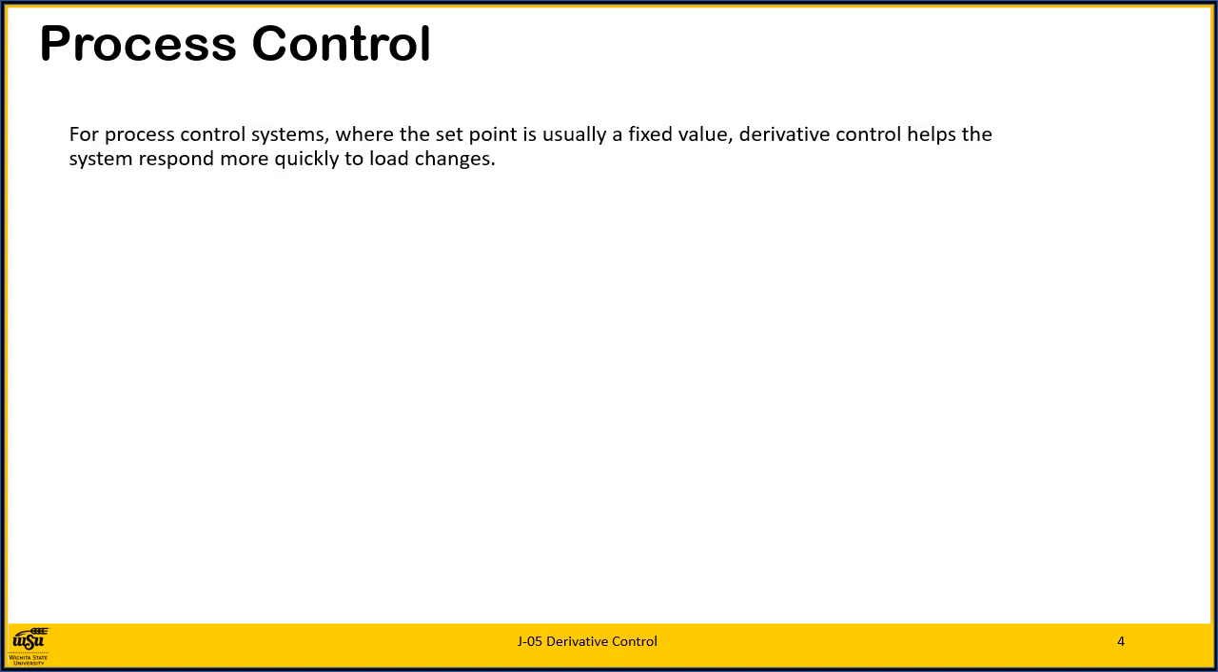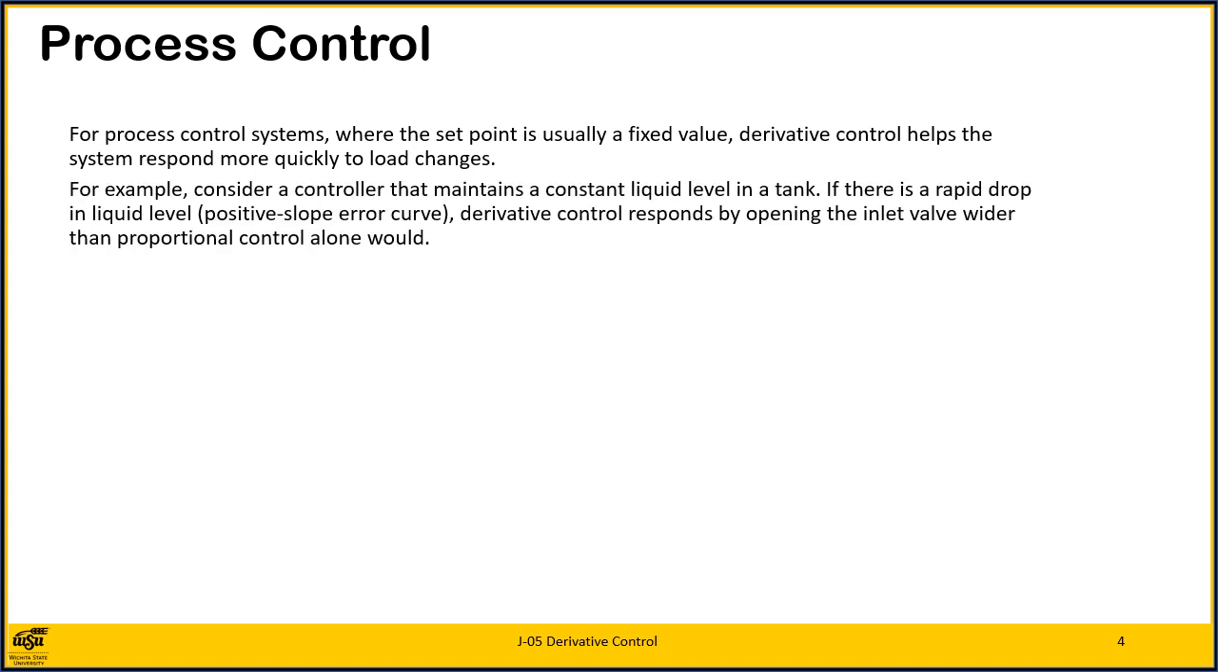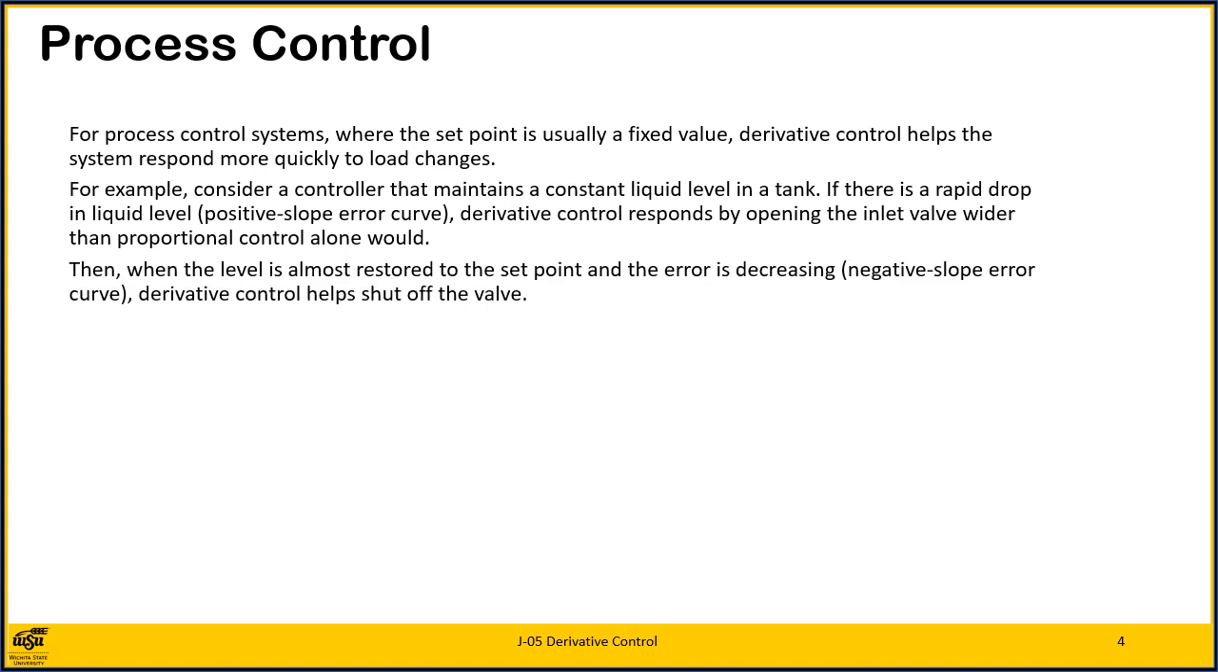For process control systems, where the set point is usually a fixed value, derivative control helps the system respond more quickly to load changes. For example, consider a controller that maintains a constant liquid level in a tank. If there is a rapid drop in liquid level, the positive slope error curve, derivative control responds by opening the inlet valve wider than proportional control alone would. Then, when the level is almost restored to the set point and the error is decreasing, negative slope error curve, derivative control helps shut off the valve.